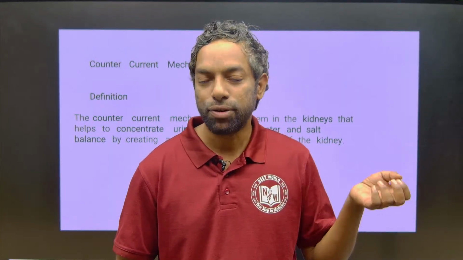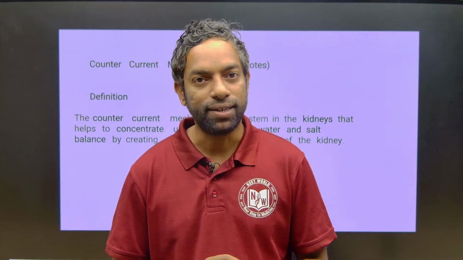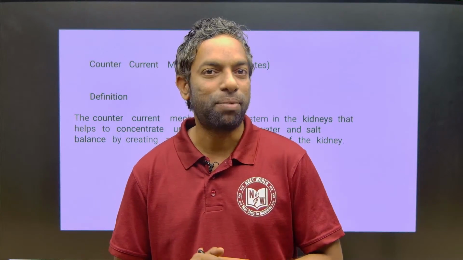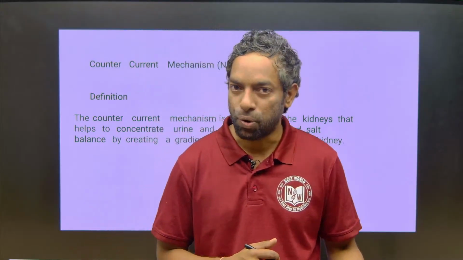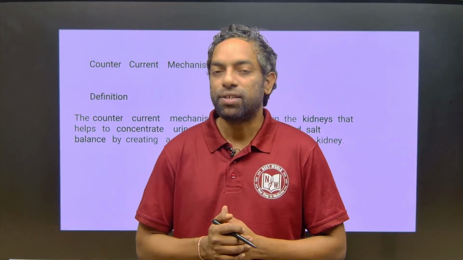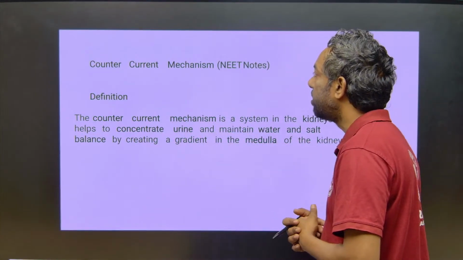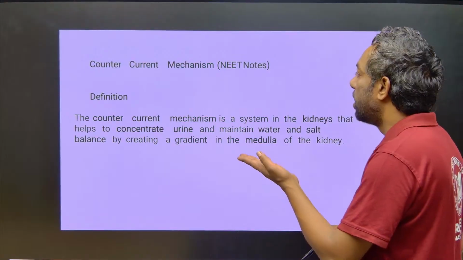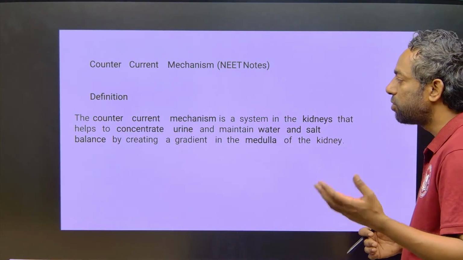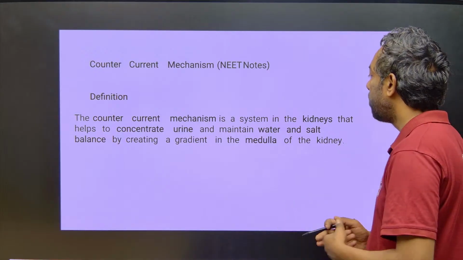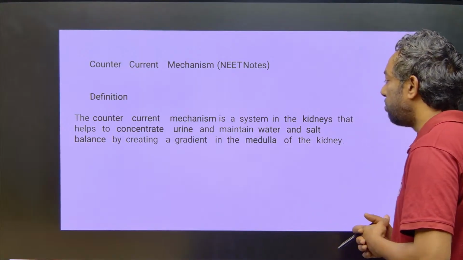They can ask you questions about the relevant concentration gradient, what ions are permeable throughout the nephron, and what the Vasa recta's role is in this. So we are going to discuss all of that here. What is the counter current mechanism? It is a system in the kidney that helps to concentrate urine to maintain water and salt balance by creating a gradient in the middle of the kidney.